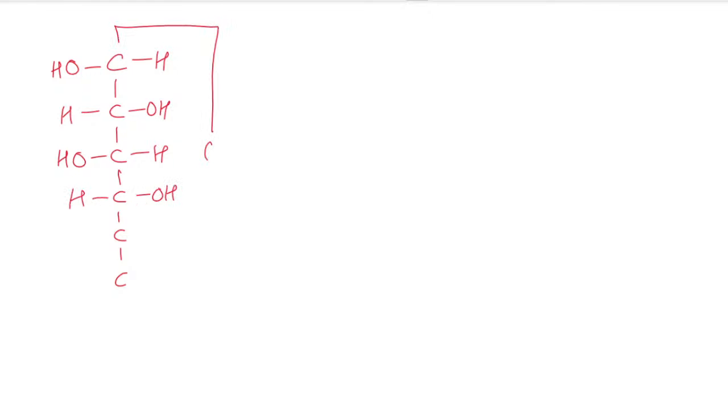because on the first carbon there is a change, 1, 2, 3, 4, 5, 6. OH, H, H, OH, OH, H, H, OH, and then like this. This is beta D plus glucopyranose.